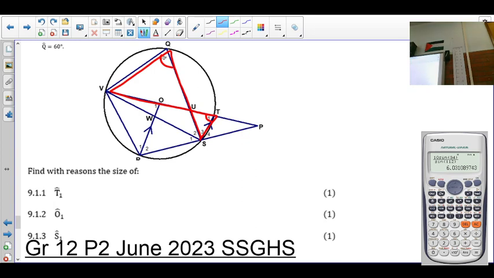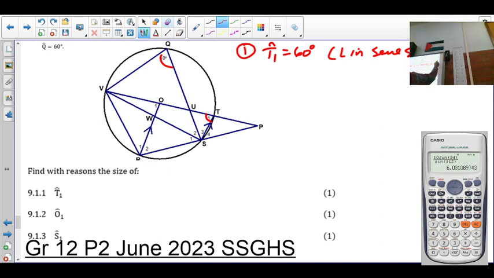Okay, there's many lines in this diagram, so you must familiarize yourself with the diagram first. In question 1, T1 is totally 60 degrees. Why? Angles in the same segment. And it's coming from arc VS, you don't have to say this. Okay, so I'm going to put 60 degrees here.